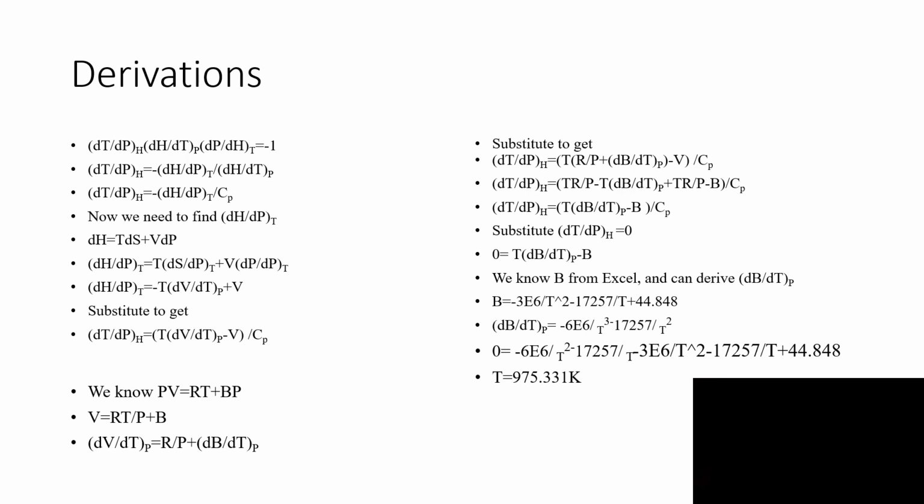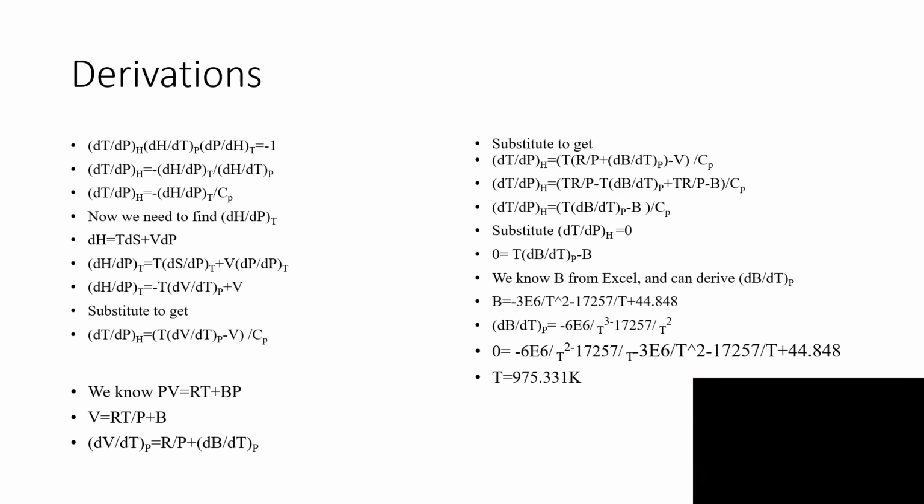And since we're looking for partial V divided by partial T at constant P, you just take the derivative of that and you end up with R over P plus partial B partial T. Now if you look over to the right side, we're going to substitute the equation that we just got back into the partial T divided by partial P at constant H, and set it equal to 0.